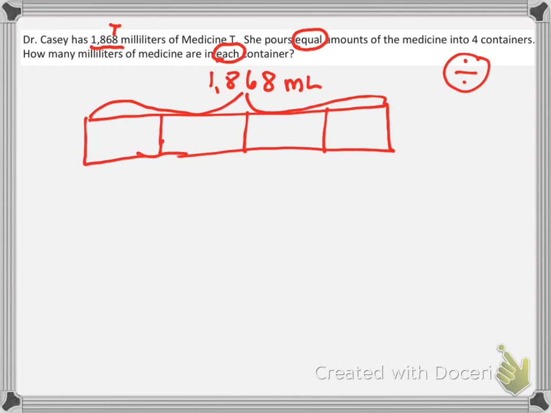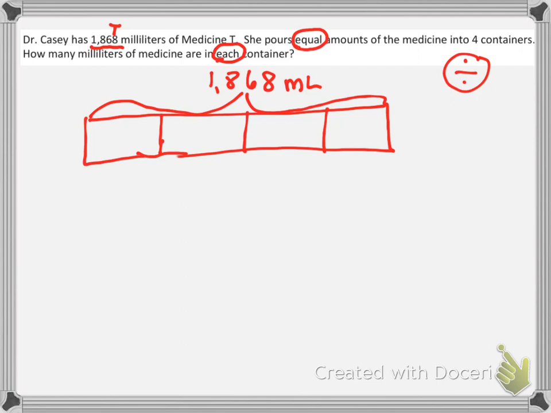So I drew a tape diagram with the whole labeled 1,868 milliliters. And what I did is that I grouped them, made this whole, and I broke it up into 4 equal parts because she poured medicine into 4 containers. So what are we trying to find out? We need to find out how many milliliters are in each container. We are looking to find the size of that group.